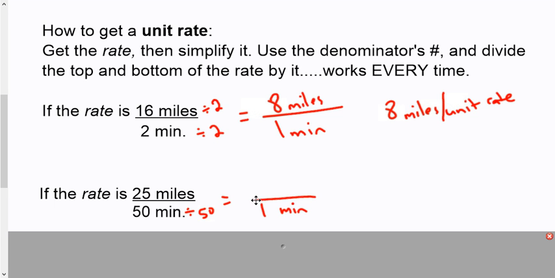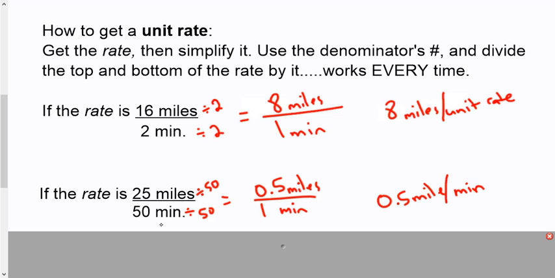That's what we want. But since we divided it by 50 to make this a 1, and it's a unit rate, so it has to be 1 to be the unit rate, I have to do it to the top. And we just deal with whatever happens. Sometimes they're a little crazy. What's 25 divided by 50? 0.5. What's the unit? Miles. So basically it means this. That relationship is I can go a half a mile for every minute.